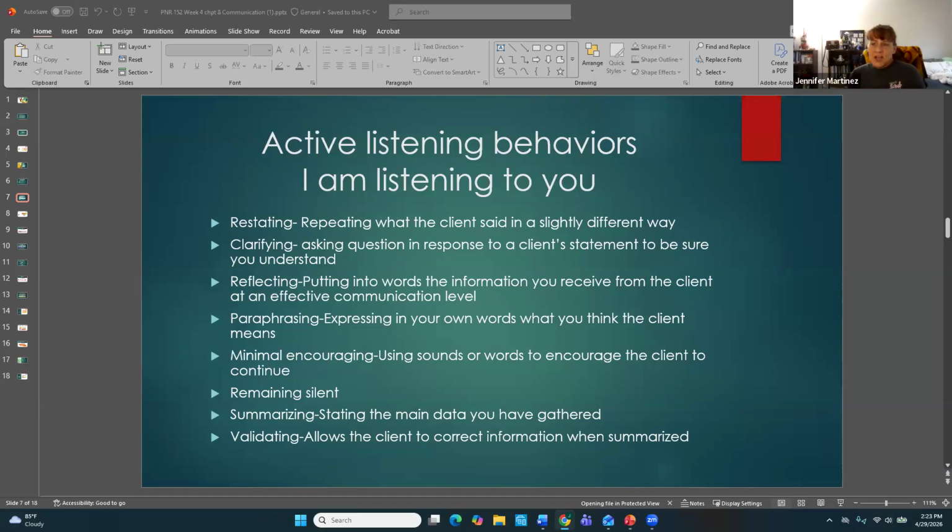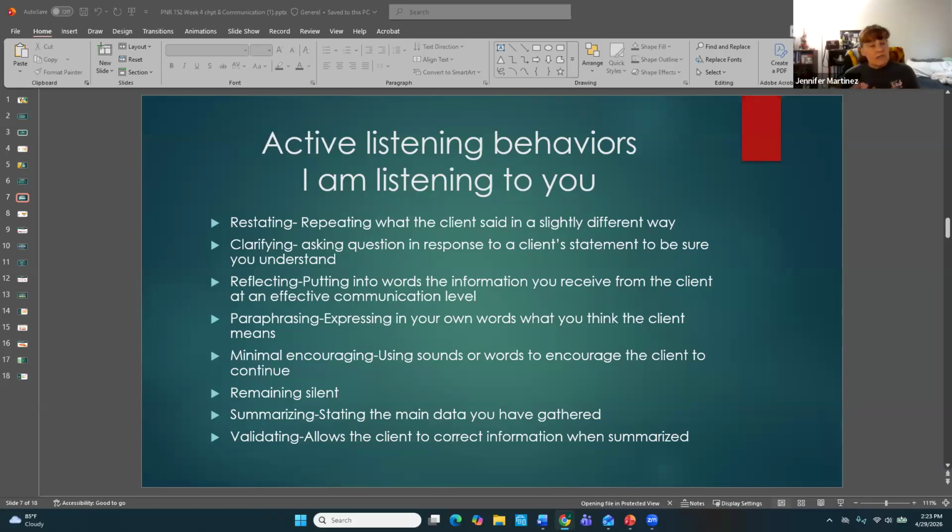And then summarizing kind of goes into validating. Okay. So you're interviewing your client, you're getting that assessment information or whatever the reason for your conversation is. And then you're going to just go through the list. Okay, Mrs. Jones, you're here because you're having chest pain. It's a 7 out of 10. It's in your left upper chest. I don't know, maybe they have some dizziness, a headache, whatever. So this is what I heard you say. Is that correct? All right.